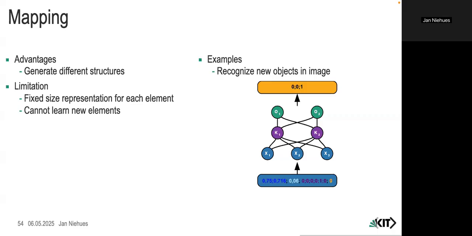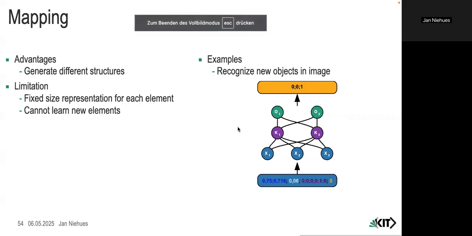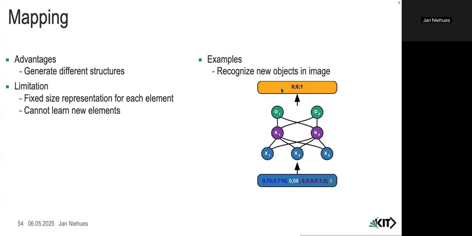If we want to recognize new elements in an image, we have to do something else. So if we have our network, we are putting in our image here, and then it would be nice if we could generate our output there.